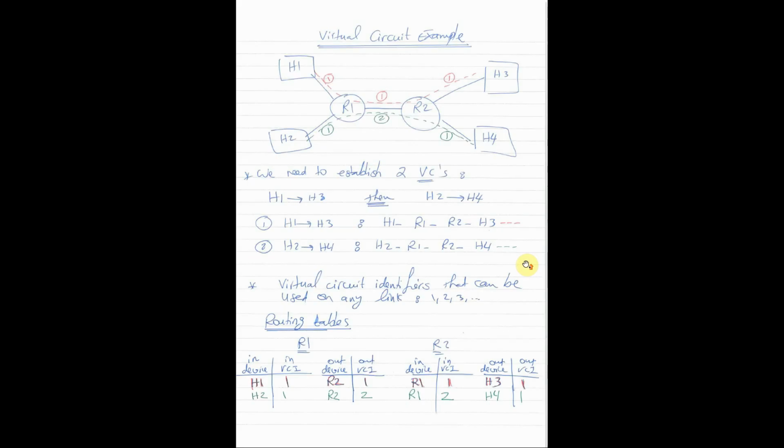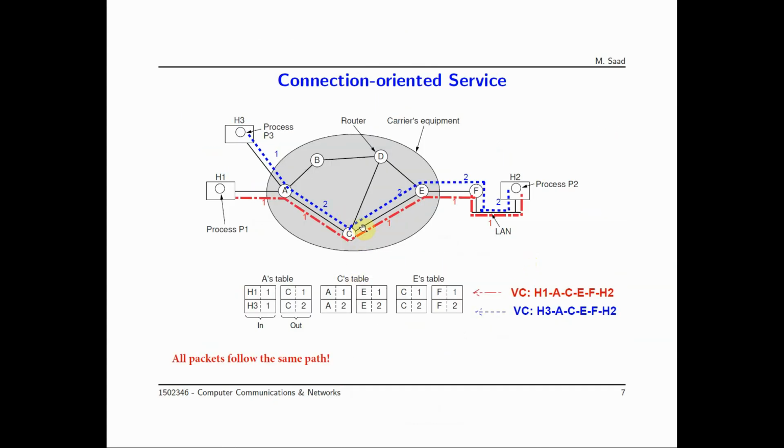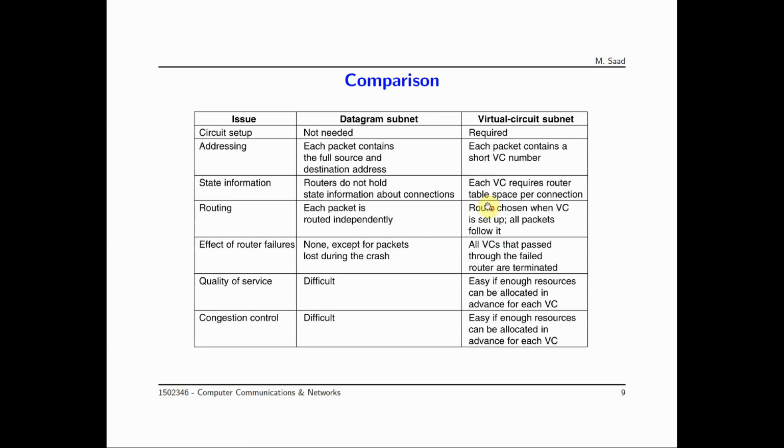And even further, if router C fails here, it's not just one virtual circuit that fails. All virtual circuits that use this will fail. So nothing can be sent anymore between host 1 and host 2, and nothing can be sent anymore between host 3 and host 2 as well. That's why you see here all virtual circuits that pass through the failed router are terminated immediately. So the effect is stronger, and from this point of view, connectionless is better because they are more fault tolerant. Basically, they are more agile.